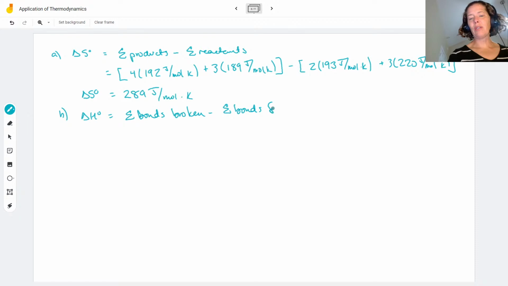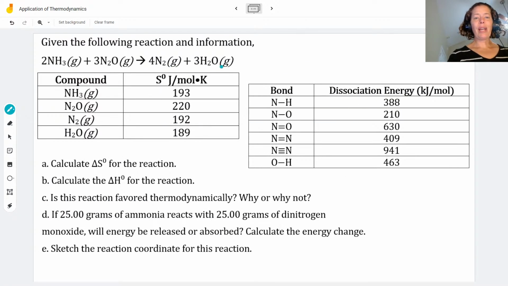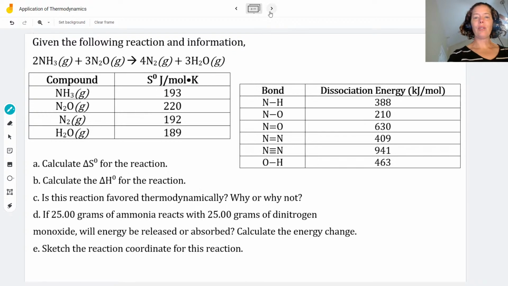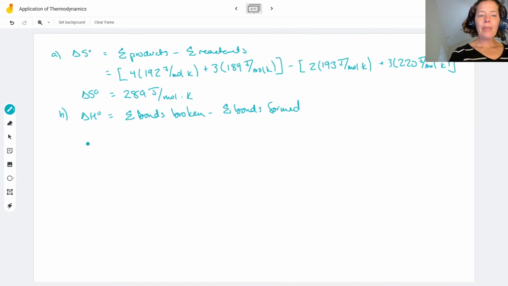of our bonds formed. So this is all about reading your problem and seeing what information you have at hand and using that to, again, especially for delta H, because you have multiple ways to calculate enthalpy. All right, we're going to have to get Lewis structures in here. Okay, so here is our reaction. Again, it is pretty easy. We've just got ammonia and dinitrogen oxide going to nitrogen and water. So I'm just going to draw these in.